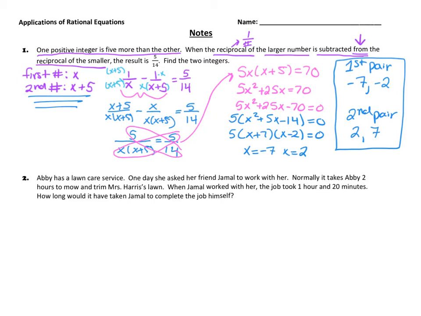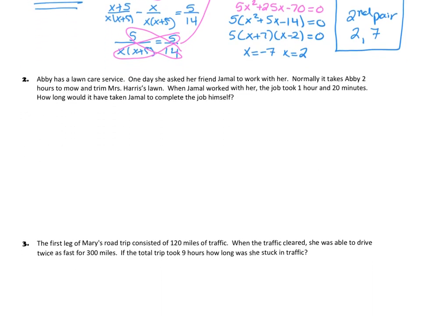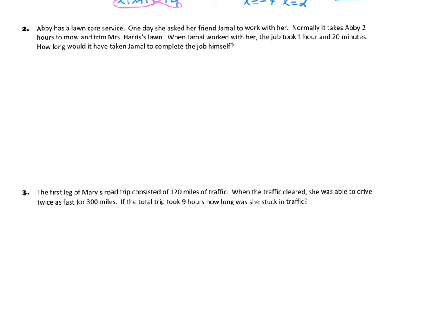The second type of word problem we're going to talk about is called a work problem, as in like you go to work. And it's because it's going to relate to doing a job or doing some sort of work. So in this problem, it says, Abby has a lawn care service. One day her friend Jamal is working with her. Normally it takes Abby 2 hours to mow and trim the lawn.